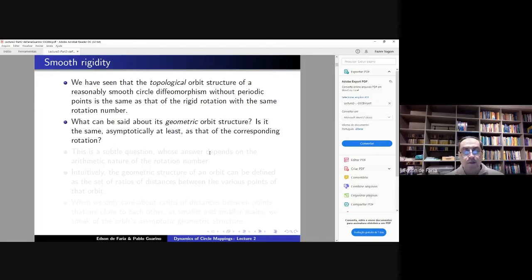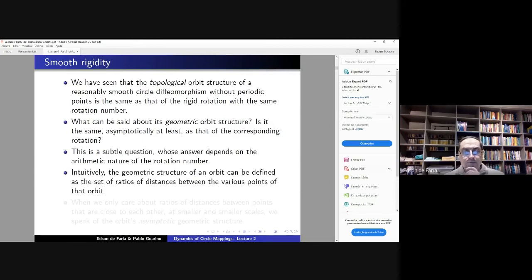And you ask whether the distances somehow are more or less the same, or at least asymptotically the same, okay? This is a question which is quite subtle, and the answer depends on the arithmetic nature of the rotation number. So this means that it depends on how well or how badly this irrational rotation number is approximated by rationals, okay? I will have more to say about that in a moment.